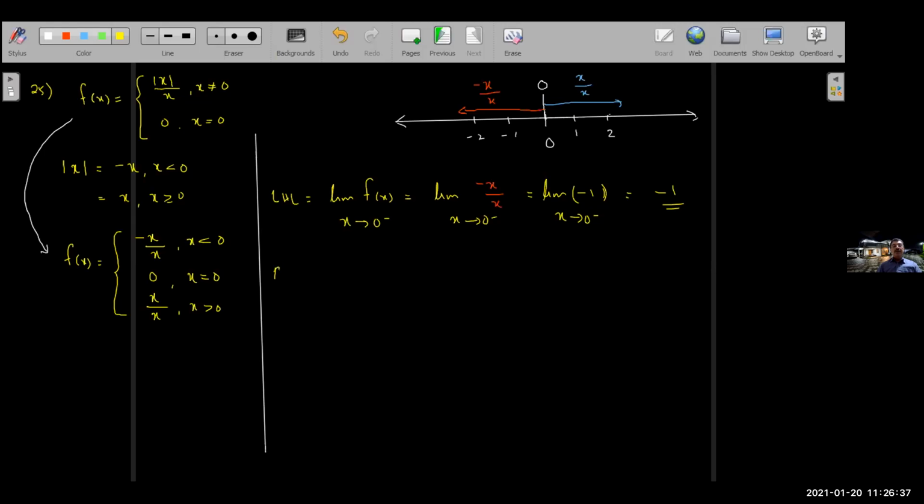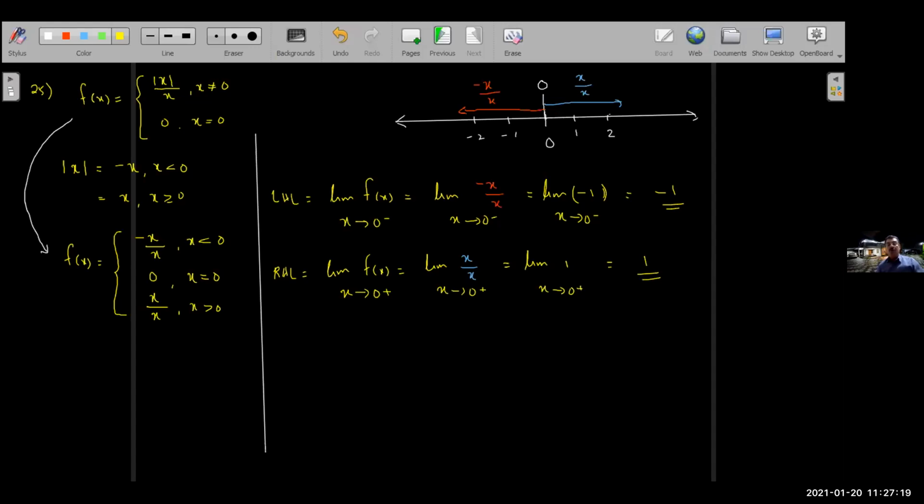Now, right hand limit. Limit x tends to 0 plus f(x). What is f(x) towards right of 0? It is x by x. Again, we cannot substitute 0 by 0. We have to simplify it. Limit of 1, x tends to 0 plus 1. So it will be 1.